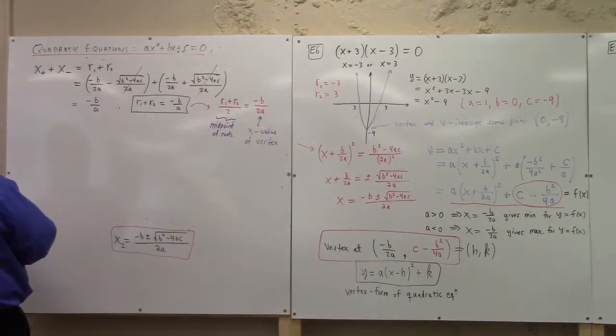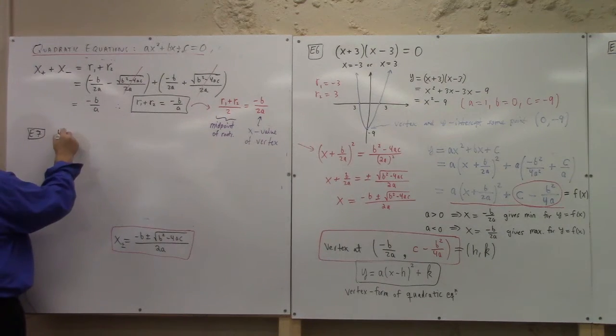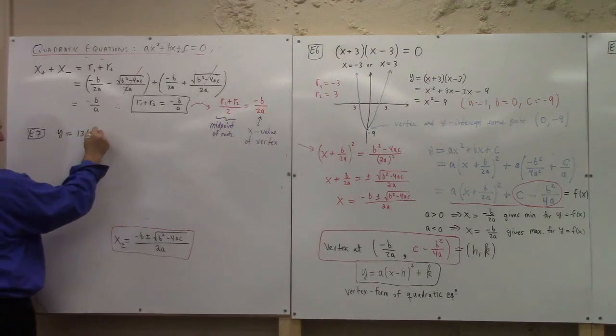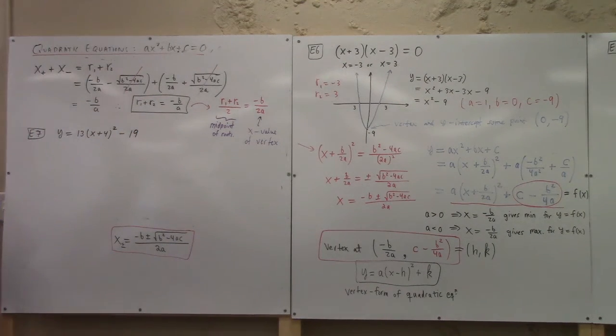All right, so a few more examples here. Example 7. Suppose somebody tells you y is equal to 13 times x plus 4 squared minus 19. All right? First question, where's the vertex?